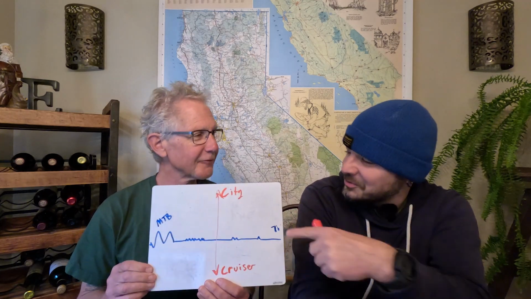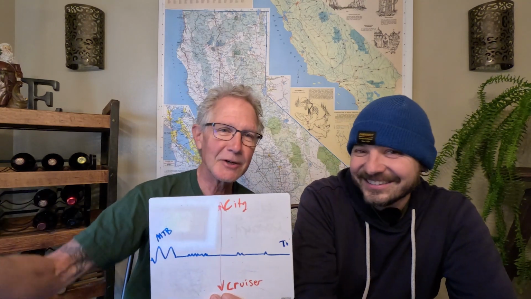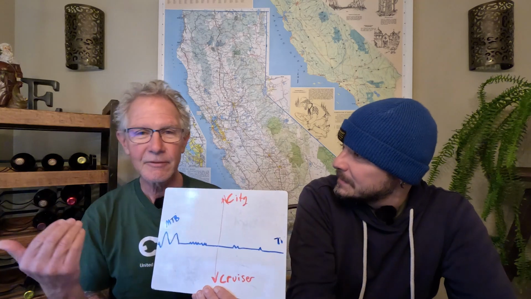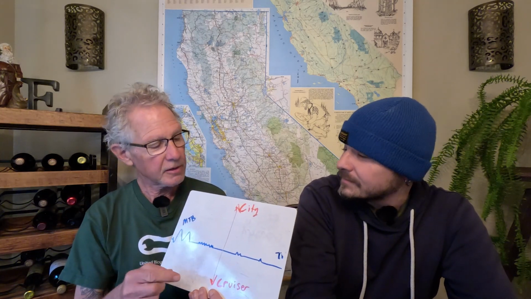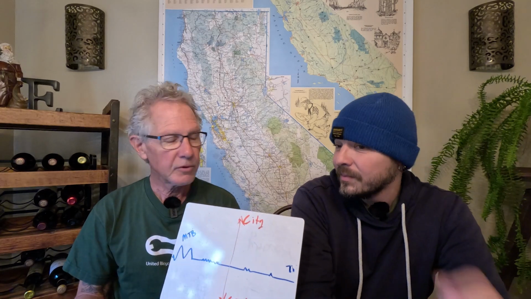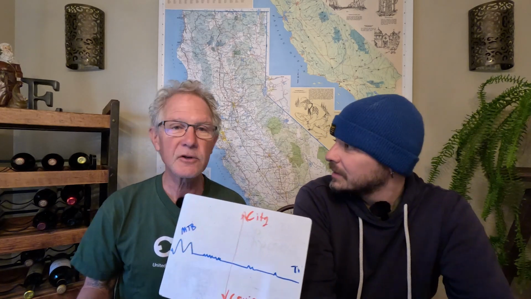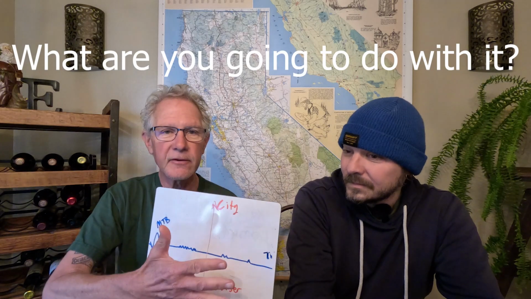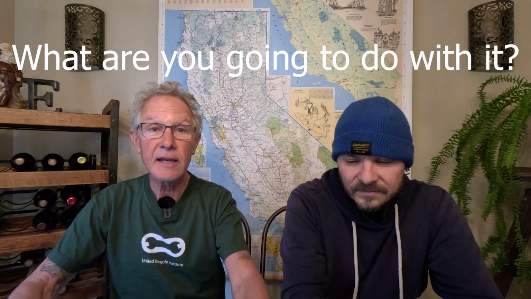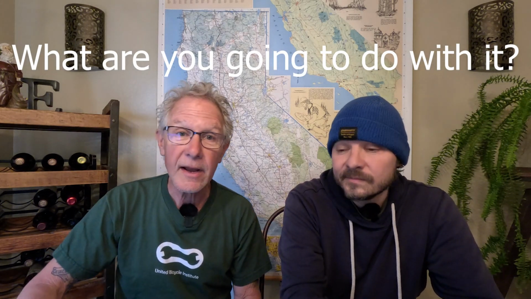So back to your graphic here. When we previously talked, we had rowdy to rapid, and now we talked about cruiser to city. But what's the one question they have to answer first, Brian? What are you going to do with it? Because every one of these can meet that need somehow, some way.